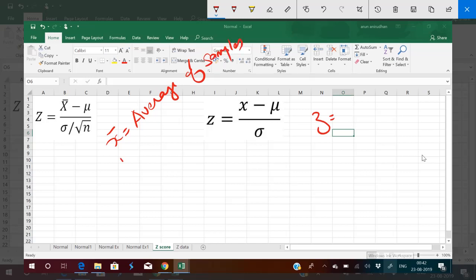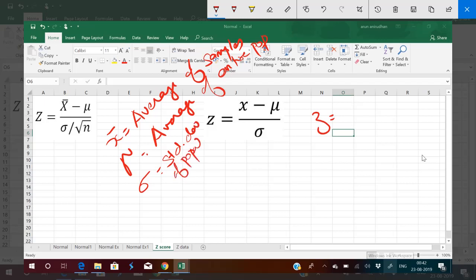Okay. Mu means average of population, entire population. So we take some samples from that population. So average of that samples is S bar, and average of entire population is represented by mu. Sigma, standard deviation, is the standard deviation of entire population. N is the number of samples taken. Okay. So let us see how these two are same.